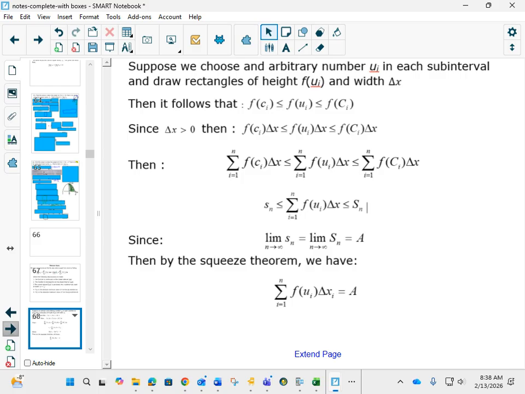Since the change of x, here's all of our changes of x's. These are all of the rectangles. So this f of ci is always the height of your rectangle. Change of x is always the width. So the smallest rectangle is going to be less than or equal to the biggest rectangle. And if you picked a random point in between, well, then that rectangle would have to be obviously in between those two.